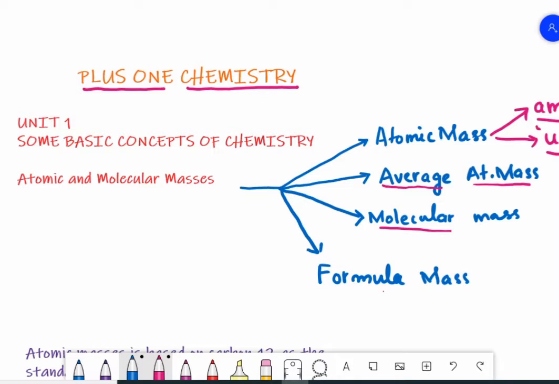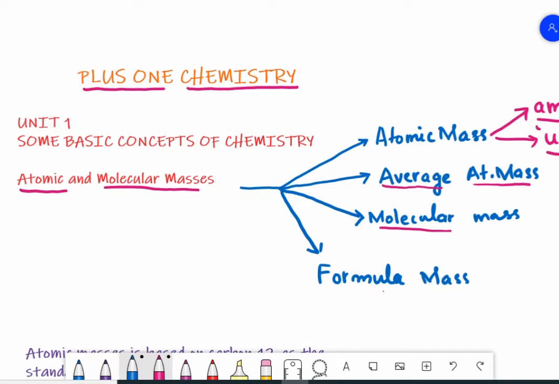Today we will be discussing plus 1 chemistry, unit 1, some basic concepts of chemistry. Okay, so we'll be starting with atomic and molecular masses. So what is meant by atomic mass and what is meant by molecular mass?